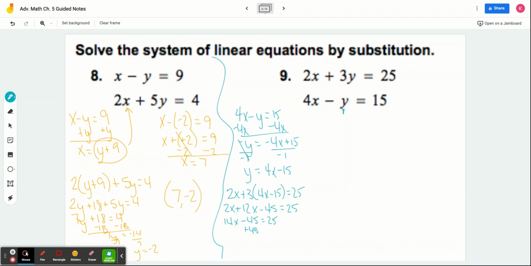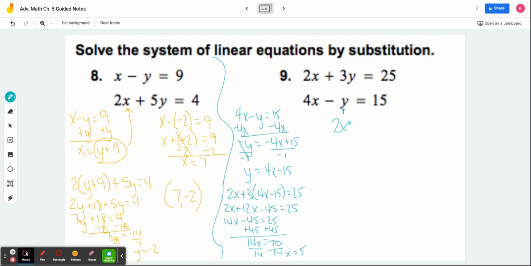We can add 45 to both sides to find that 14x equals 70. Dividing by 14, we'll find that x is 5. Again, we're going to take this number and plug it into our first equation. And you can really plug it into either one. I just usually go back to my top one, but it needs to be the original one.